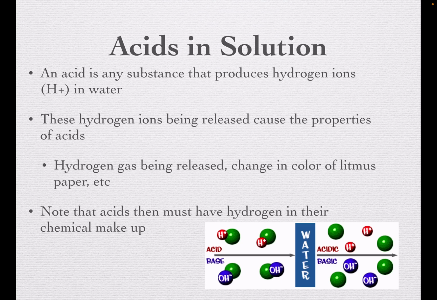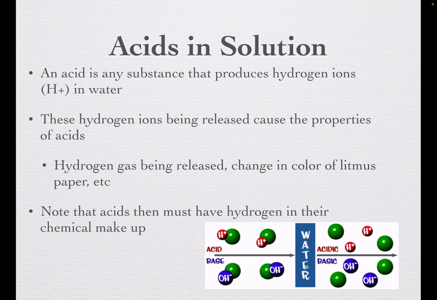As you can see in the picture down at the bottom, at the beginning they have acid bonded with hydrogen, and then in the second part, after it's been added to water, the hydrogen atoms break off. That's the release of those hydrogen ions. The ions that are being released cause the properties of acids. So when we're talking about hydrogen gas being released, or the change in color of the litmus paper, those are because of reactions with that hydrogen. And that's just building off of what we talked about in 7.3.